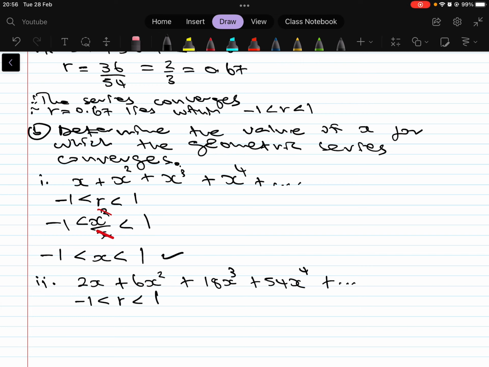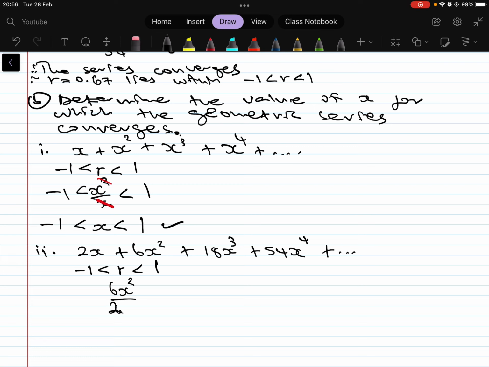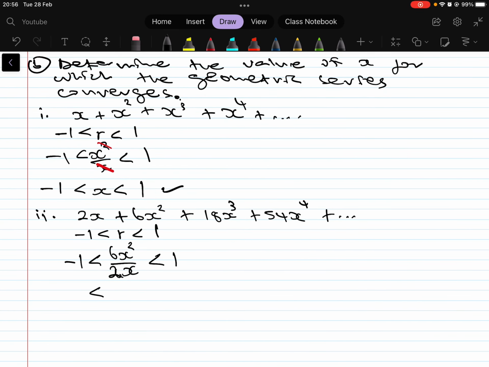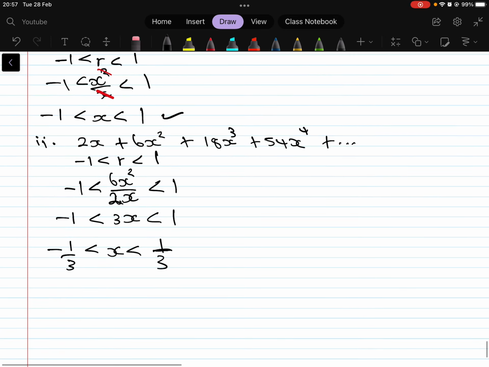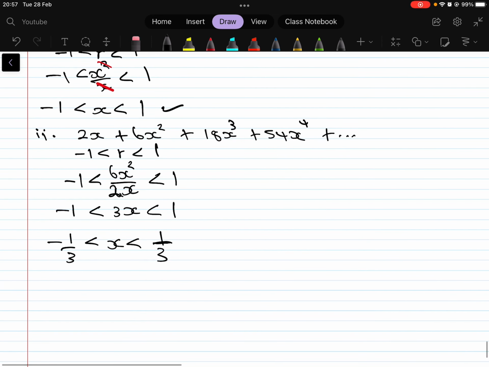What will be the common ratio for this series? It is 6x squared divided by 2x. When we simplify, we get 3x, because 6x squared divided by 2x is 3x. Now all you need to do is divide throughout by 3, so that we know what value of x the series actually converges. We divide both sides, because the 3 that we divide with is actually positive. There's no need for the signs to face the opposite direction. So this is the value of x for which the series will converge.